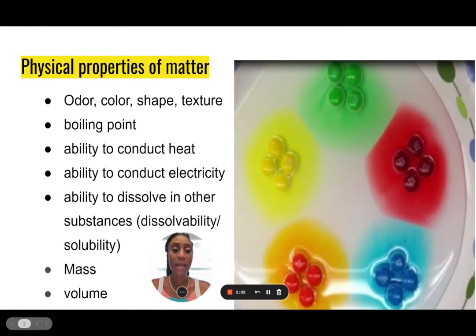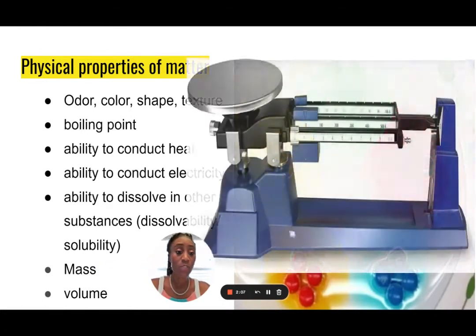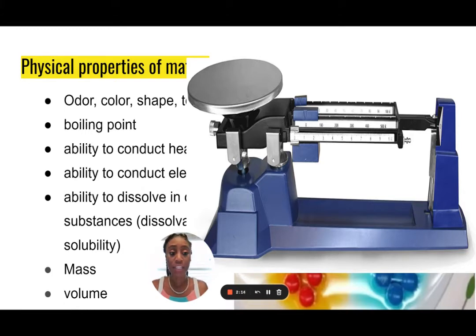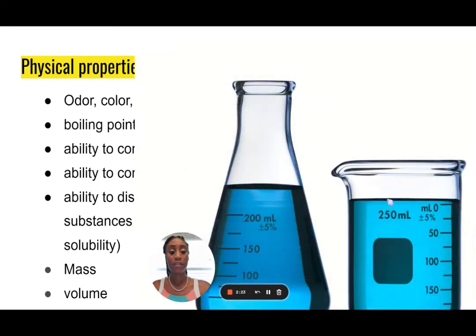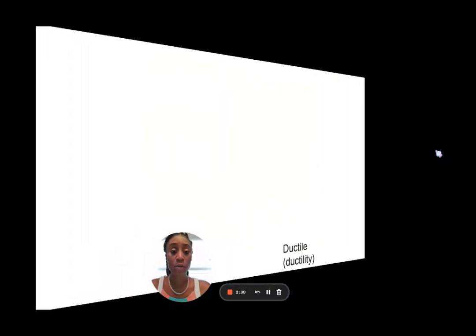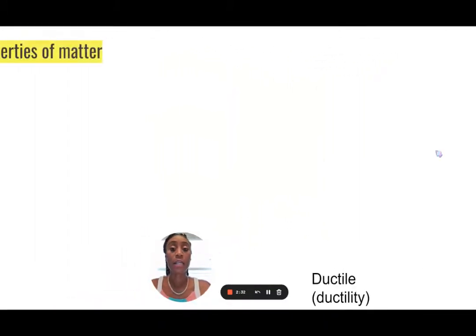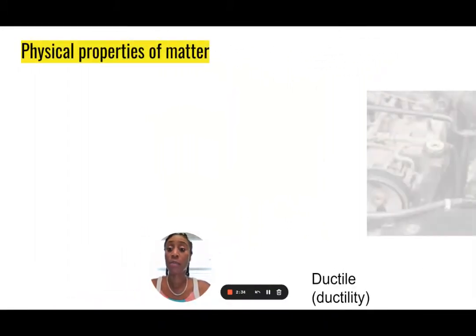We also talked about mass and volume in a previous video. So to find the mass of something, we use a triple beam balance here, or a scale, anything that you could measure the mass with. We have kitchen scales and stuff like that, right? So the mass is one other example. The volume of something is another example. So here we have some lab instruments that we can use to find the volume of a liquid. All these things and more are examples of physical properties of matter.